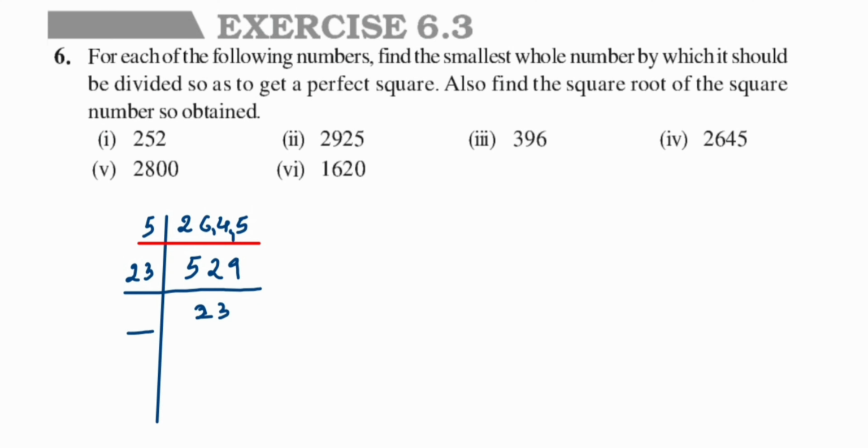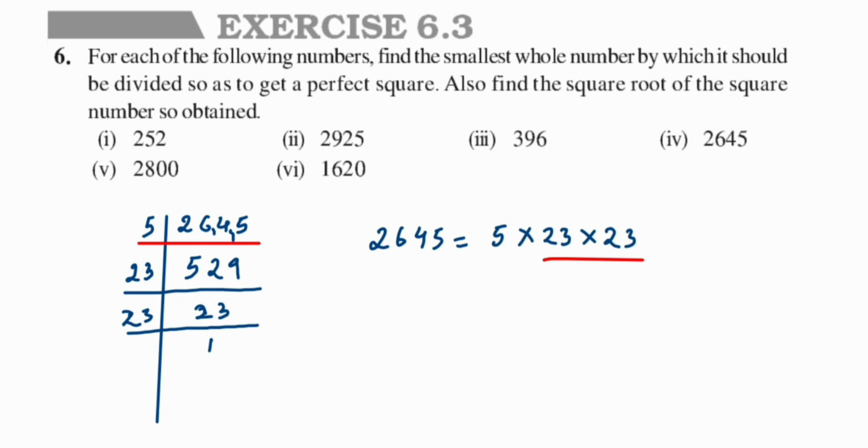You can just check with any prime number. It is not divisible by any number except 23. So this is unique here. 529 is a square of 23, which is a prime number. 23 is a prime number. So we got here 2645 is equal to 5 into 23 into 23. Okay, so from here itself you can say that 5 is not paired and 23 has a pair here. So I have to remove 5. So divide both sides by 5.